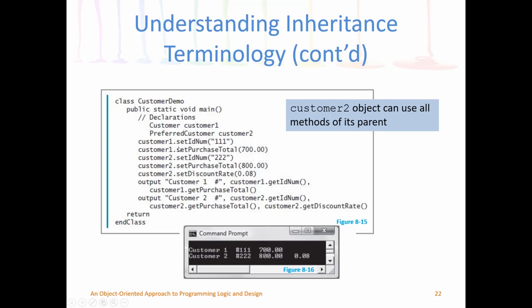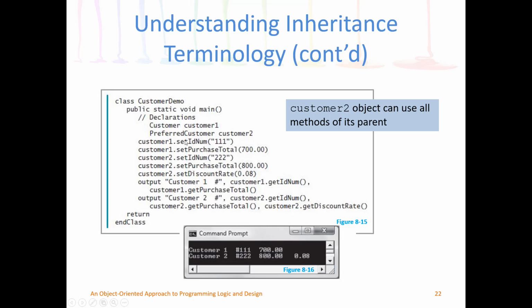I can set customer 1 to customer and customer 2 to preferred customer. And I set the ID number for customer 1. I set the purchase total to 7. Customer 2, I set the ID number. I set the purchase total to 8. And I set the discount rate to 0.08 because it has a discount rate. Then I can output customer 1, so it's 111. The purchase total is 700, and I can also output customer 2.